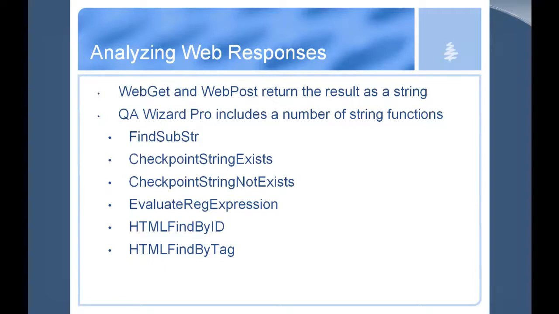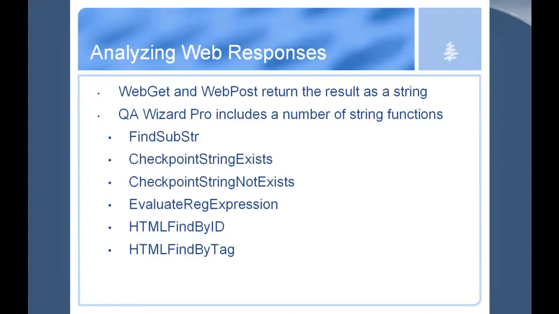That works really well if you have one of those things and you want to find it specifically by ID. Find by tag will actually get you everything of that type. So you can say find by tag input or find by tag image. It'll find all of those and, again, return the inner text of all of those back to you. Depending on what you're looking for, those can be really powerful, because they take advantage of the fact that this is HTML and not just a generic string I'm dealing with.